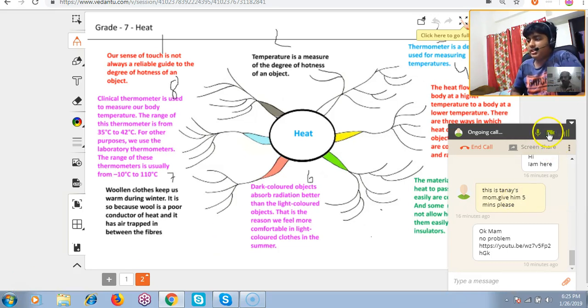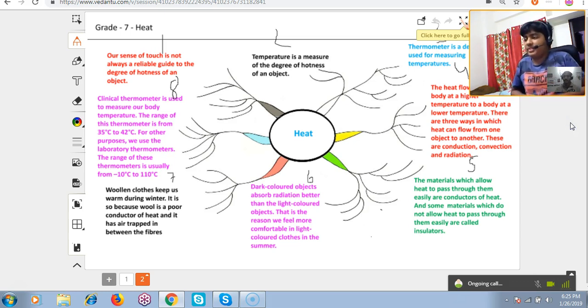Today our question is: what is heat? Heat is the degree of hotness or coldness. Let's start with our point one. Our sense of touch is not always a reliable guide to the degree of hotness of an object. We're saying that our sense of touch may not always be able to sense the hotness of an object or the coolness of an object.